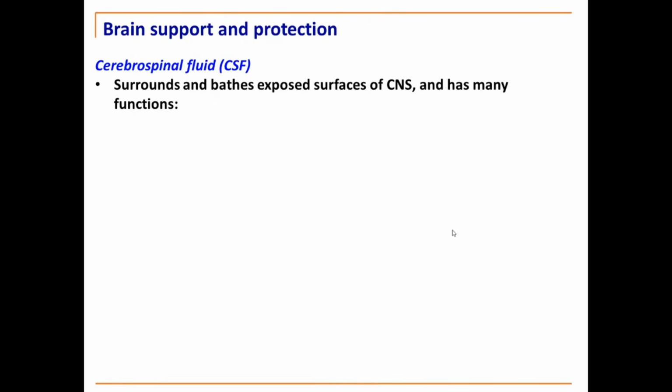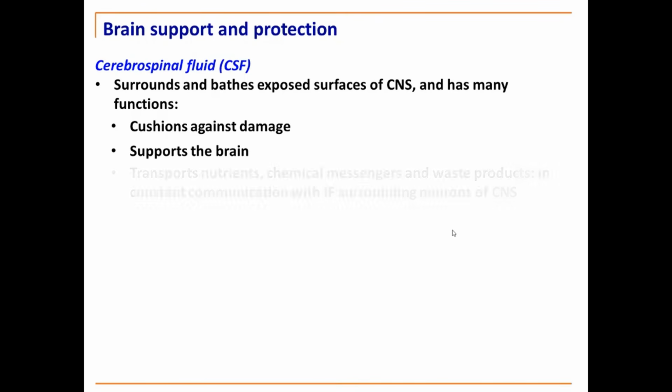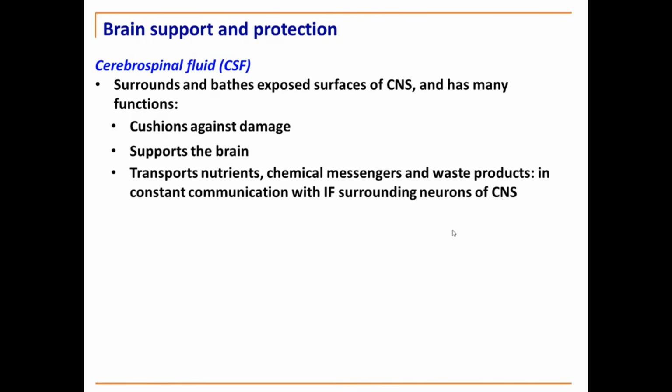And then we've got the CSF, or the cerebrospinal fluid. Now that surrounds and bathes the exposed surfaces of the CNS, and it has many, many different functions. As we've talked about, it helps to cushion against damage. It helps to support the brain. So the supporting role of CSF, in essence, the brain is suspended inside the cranium and floats within the CSF, if we want to think about it in a simple way. It helps to transport nutrients, chemical messengers, and waste products. So it's in constant communication with the interstitial fluid that's surrounding the neurons of the CNS.